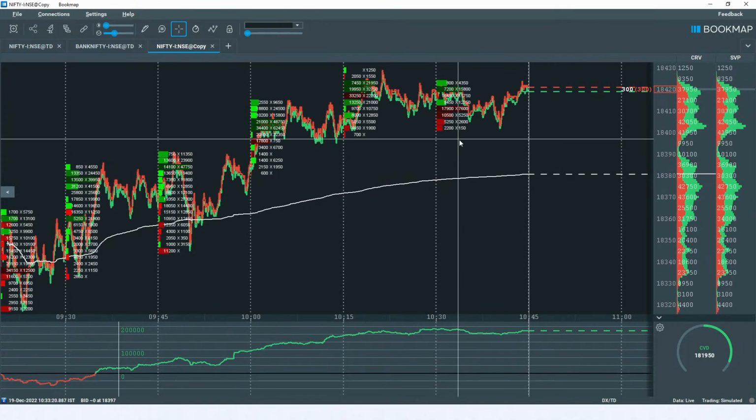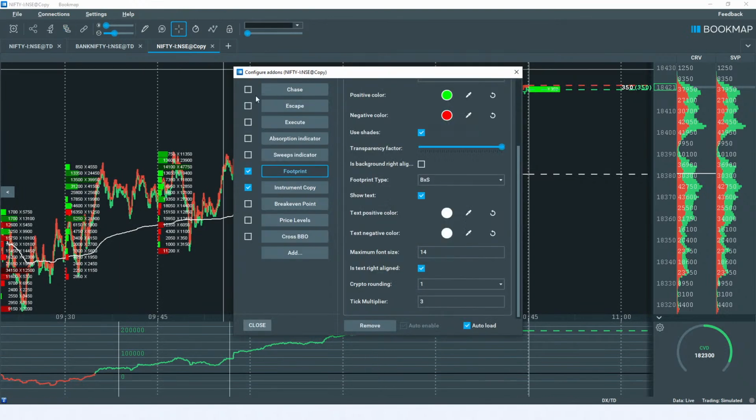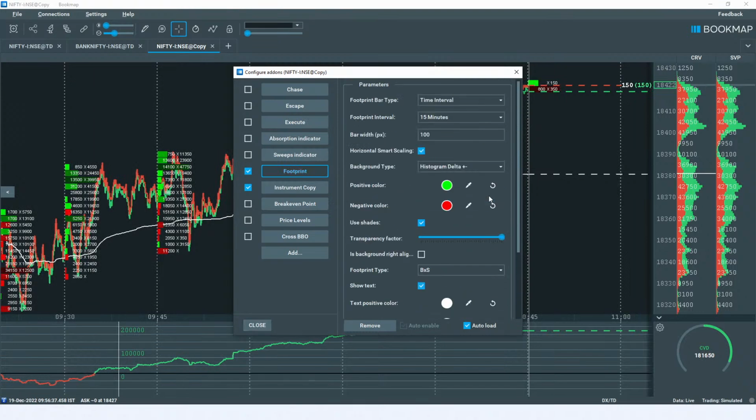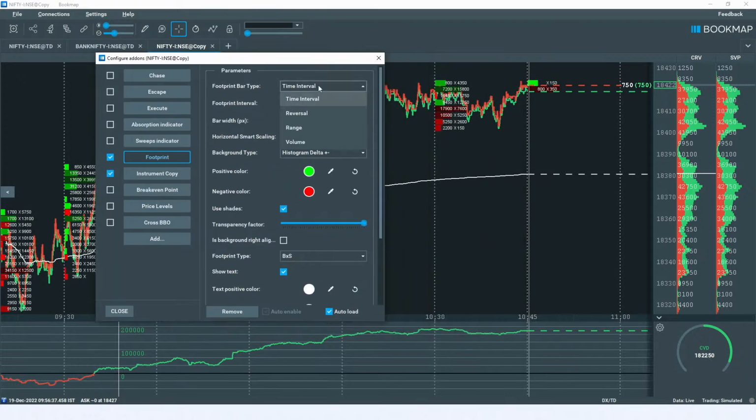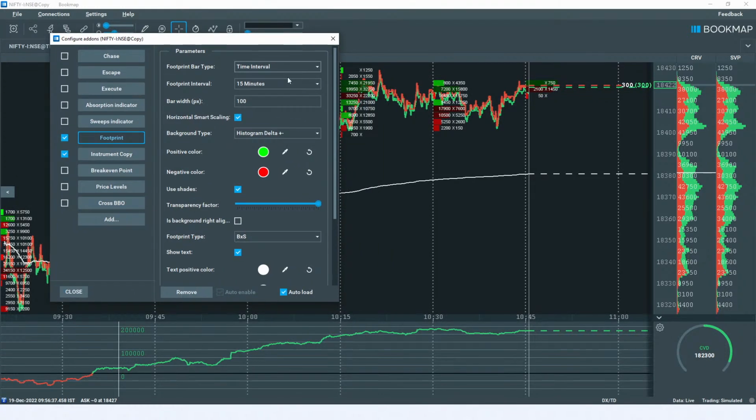Okay, so if you want to look at the footprint chart setting, let me show you that as well. If you just visit the footprint chart, right now I'm looking into the time interval chart. You can use different ways to calculate it, but time interval is the most effective way to look at it, because some traders will look at 5-minute information, some at 15 minutes, some at 30 minutes. Ideally, in my case, I look for 15-minute information, so 15-minute candlestick.